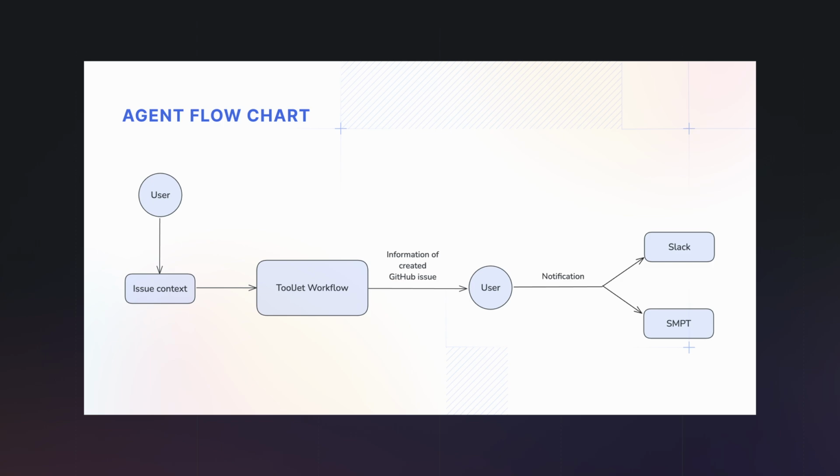I'll show you the details of how the ToolJet workflows work exactly. But this workflow basically gets all the context, prepares the GitHub issue, and then creates the issue and sends the relevant details of the created issue to the user back on the chat component. And then via the chat component, we will be sending the notification of the created issue to the user.